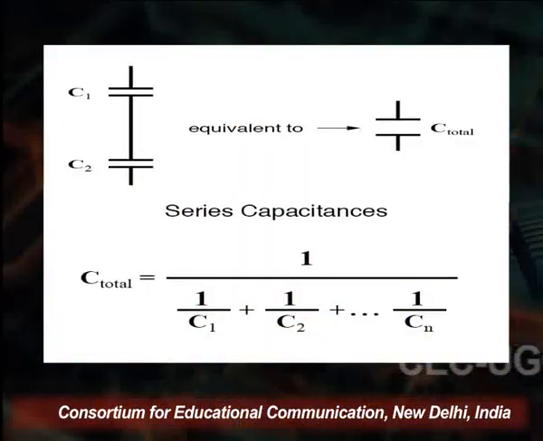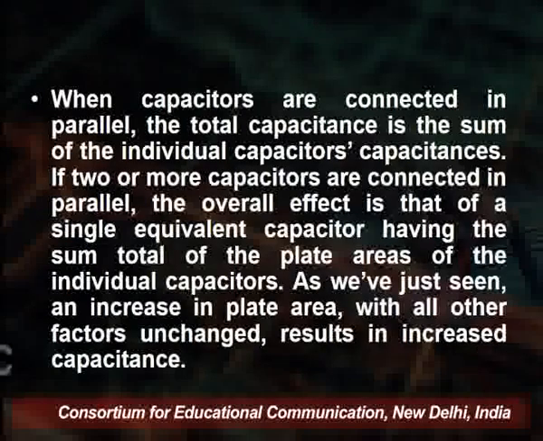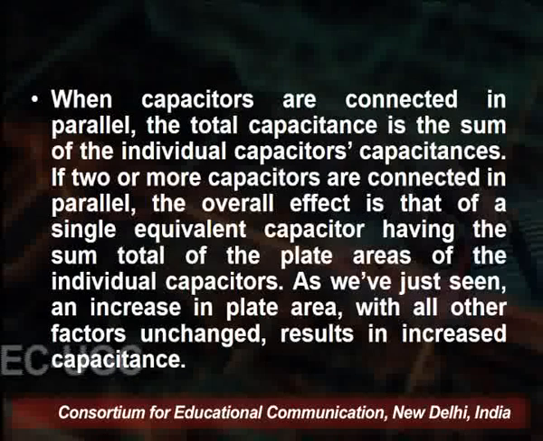You see on the screen the series capacitance. Here the two capacitors C1 and C2 are arranged in series, and the equivalent capacitor is defined as C total. For series capacitors, 1 by C total is equal to 1 by C1 plus 1 by C2 plus 1 by Cn. This is the formula when connected in series. Now the parallel connection; first was the series.